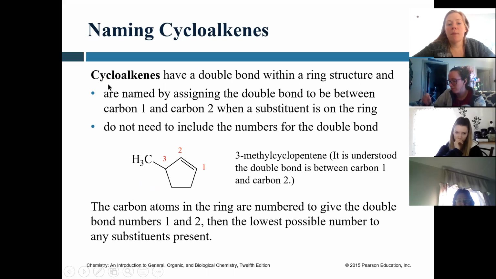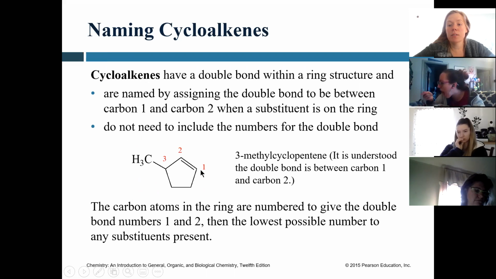What if we have a cycloalkene? So we can have a situation where we have a cyclical structure and there's a double bond on it. Anytime you have a ring structure and you have a double bond, you're always going to start the number 1 where the double bond is. Okay, so looking at this structure, this is going to be 1. It's just how it goes.